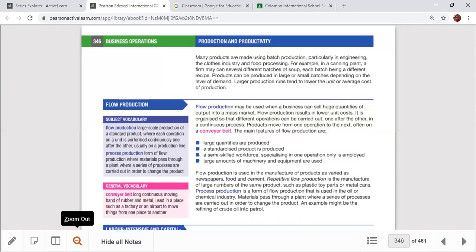Under flow production, many products are made in batches, particularly in engineering, the clothing industry, and food processing. For example, in a canning plant, the firm might make several different batches of soup, each batch being a different recipe. Products can be produced in large or small batches depending on the level of demand. Large production runs tend to lower the unit cost and the average cost of production. So when the batch size becomes large, the unit cost becomes lower.